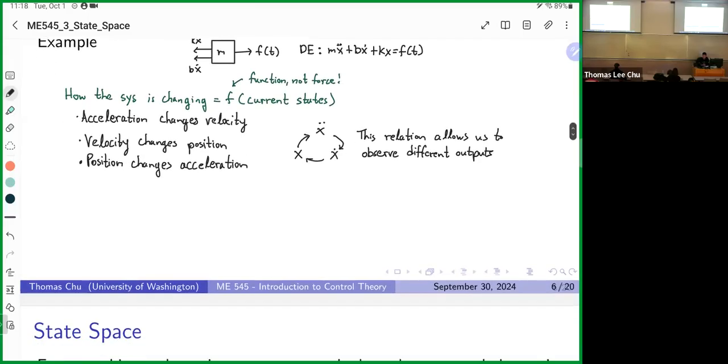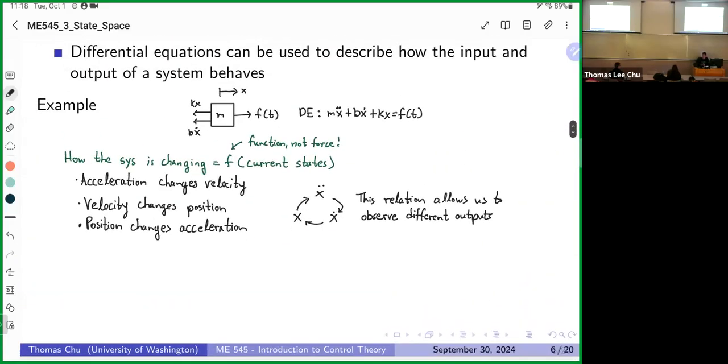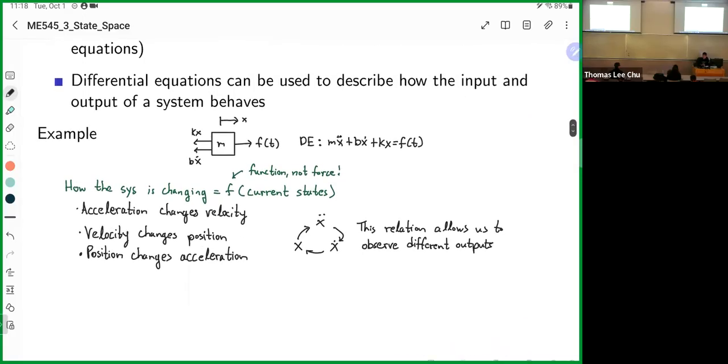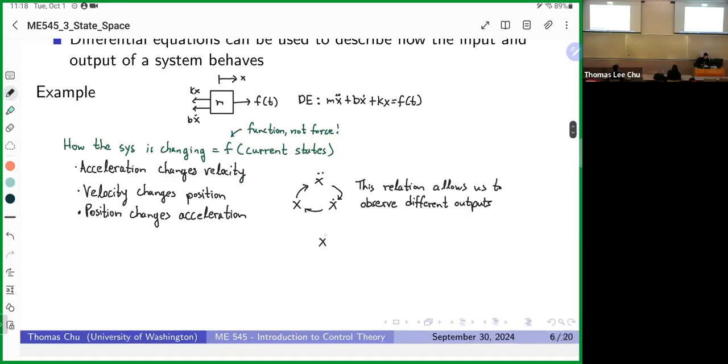Any questions? Yeah, I'm trying to see how position actually changes the acceleration. So can we figure it out from the differential equation? Right here, how position changes acceleration. Well, yeah, if we were to rewrite acceleration, and actually it's not just position, the velocity will affect it too.